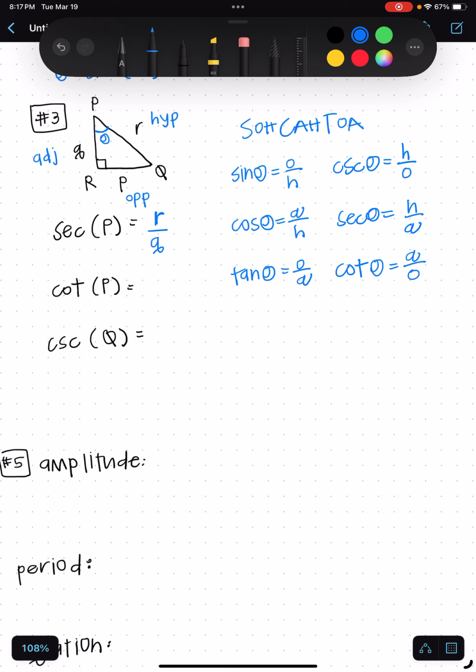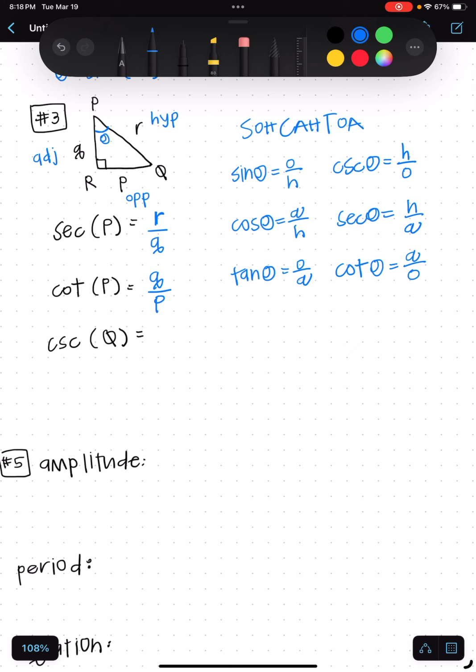And then the next one is asking for cotangent of P. So we can use the same setup. We already have it set up for angle P, so we can just use the same information. Cotangent is adjacent over opposite. So my adjacent side is Q, and my opposite is P, so it's Q over P. Again, you just flip-flopped them.